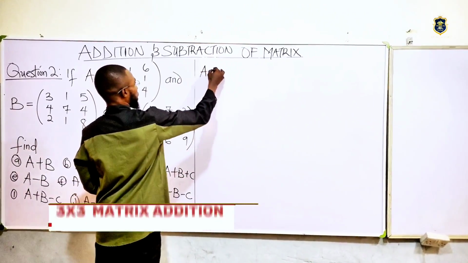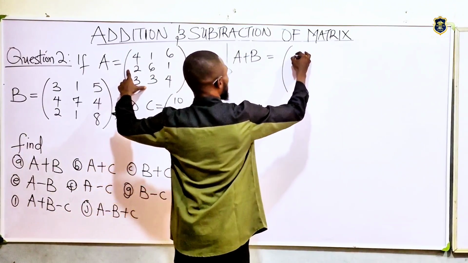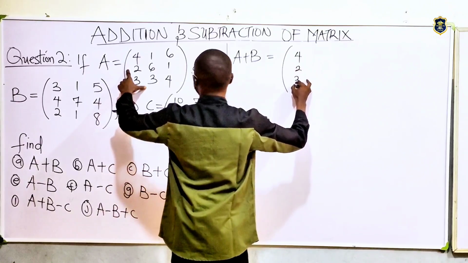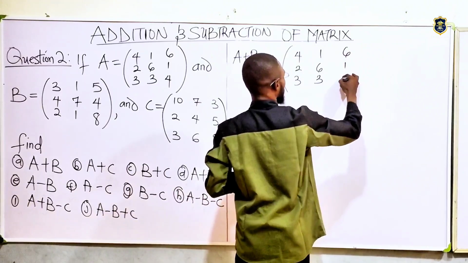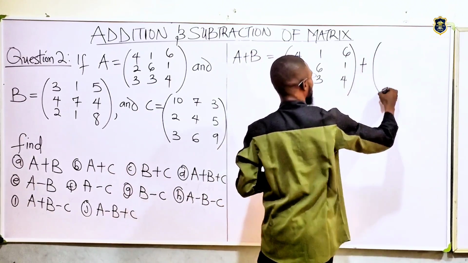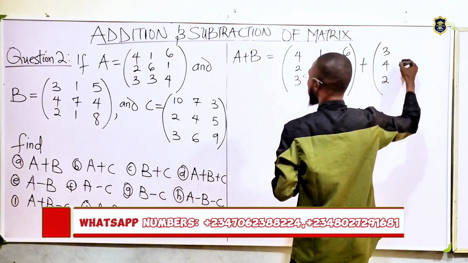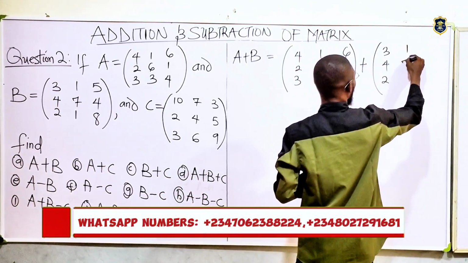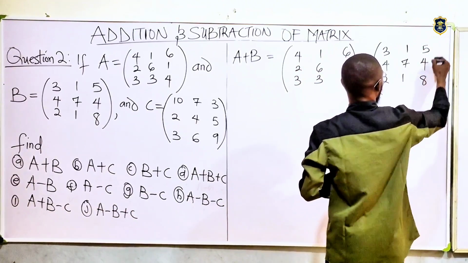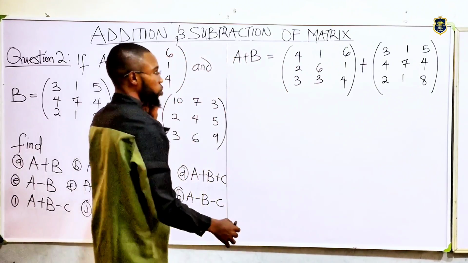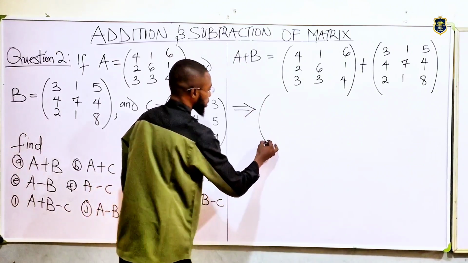Matrix A is [4, 2, 3], [1, 6, 3], [6, 1, 4], plus matrix B, which is [3, 4, 2], [1, 7, 1], [5, 4, 8]. We should add them. That's for number 1. It's simple. It's the same way we did it for 2x2 matrices; we'll perform the operation the same way for 3x3 matrices.